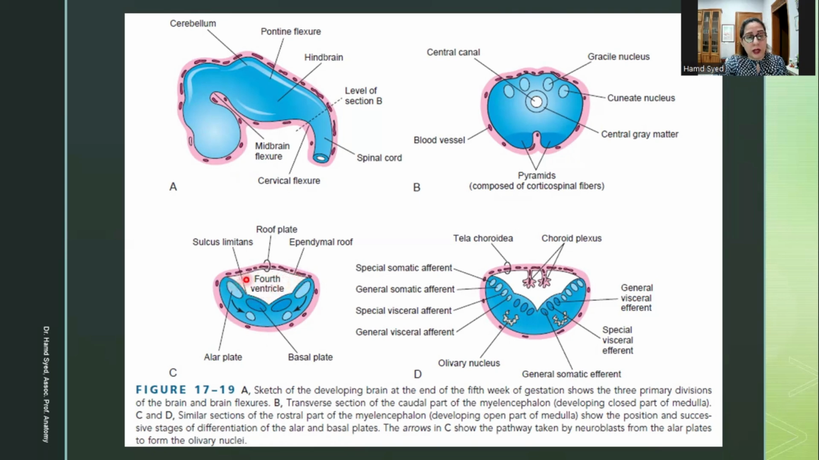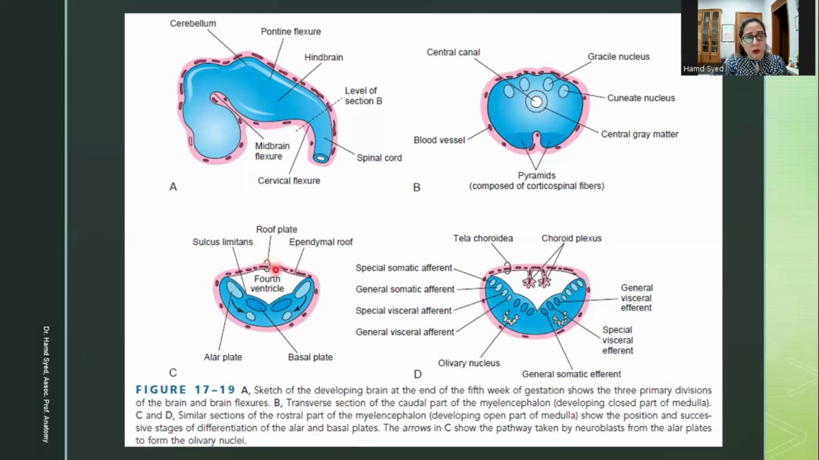And over here, let's look at the repositioning of the alar and basal plates. These are the basal plates, which are now present medially, and the alar plates, you can see, have shifted laterally. So the medulla oblongata has become opened up as if you would open the pages of a book, and because of that, the alar plates have now come to lie lateral to the basal plates.